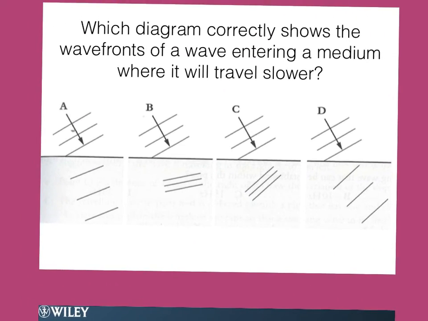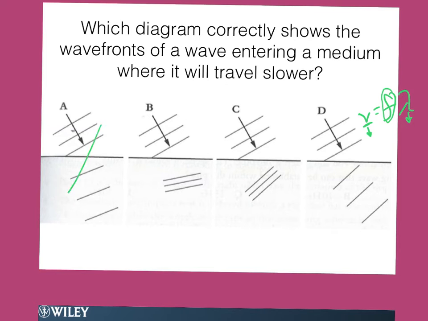Which diagram correctly shows the wave fronts of a wave entering a medium where it will travel slower? Okay, so it's going to travel slower. Now, what does that mean about the wave if it travels slower? Okay, now remember, when we do this, the frequency has to stay the same. Okay, and we know that the velocity equals frequency times wavelength. Okay, so if the wave is traveling slower, that means V needs to be going down. Since frequency can't change, that means the wavelength has to go down.